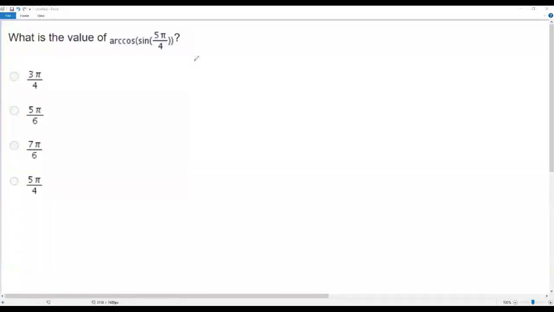Here we have a pre-calculus problem. Okay, let's go over the question. What is the value of arccosine of sine of 5 pi over 4? To find the value of arccosine of sine 5 pi over 4, first we have to evaluate the value of sine 5 pi over 4.